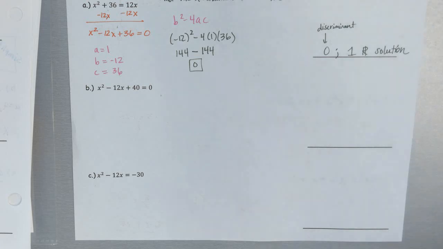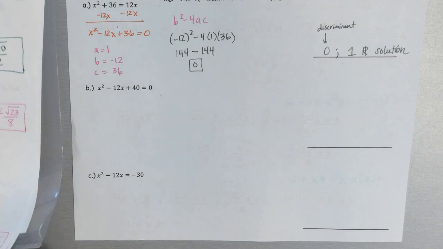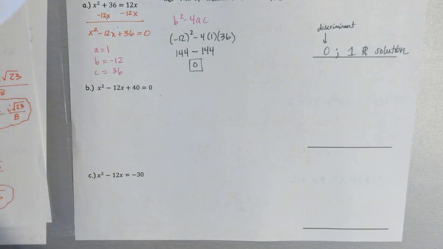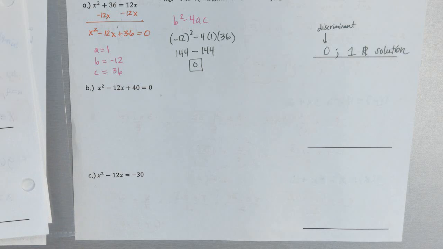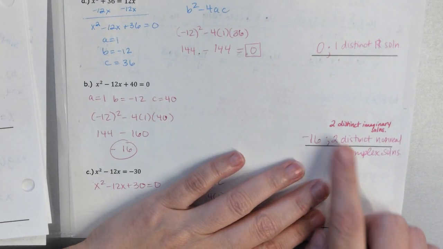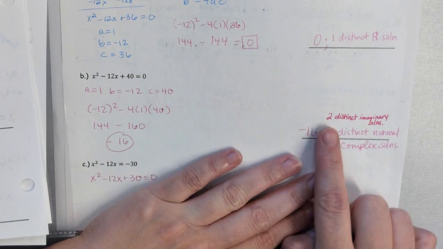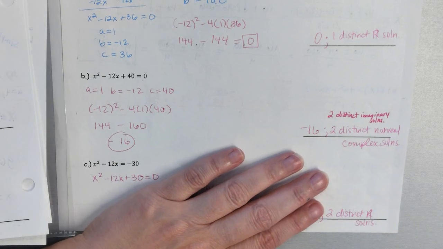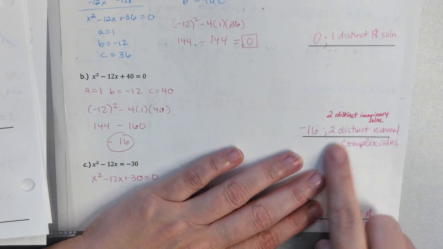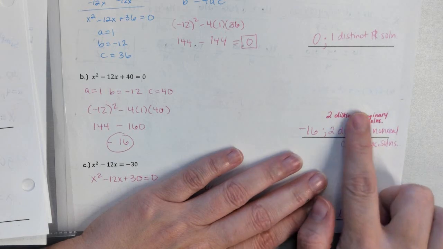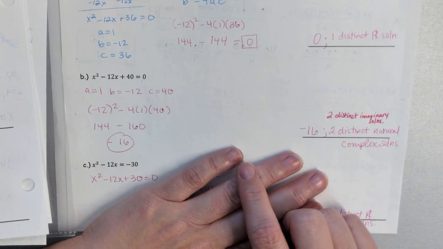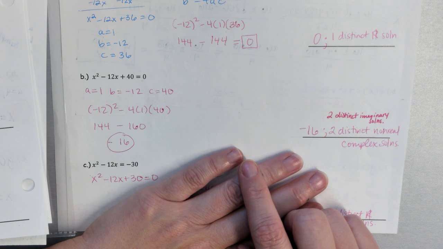What I've been noticing is, one, make sure if it's positive or negative, you're identifying the type of solutions. So don't just tell me that it's negative. Identify how many solutions there are and what type. So for B, you should have got negative 16, and then it's two distinct imaginary solutions, or you could also say two distinct non-real complex solutions. Again, either one of these is fine. Any questions for me on part B?